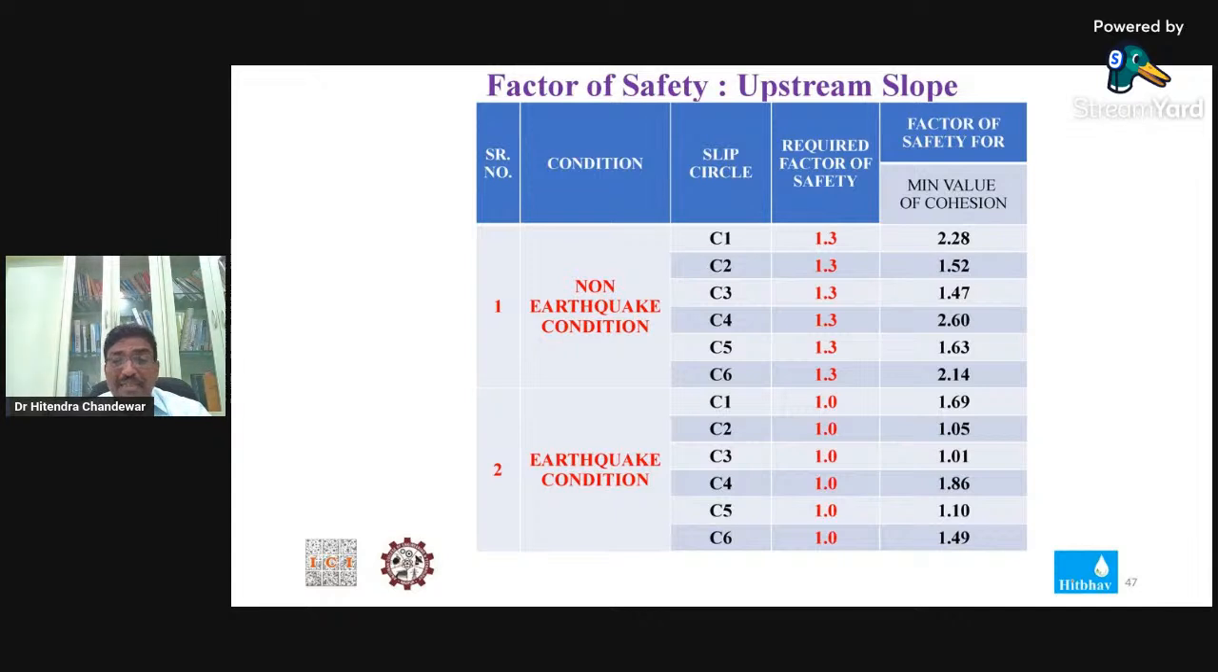Now we find that in the earthquake condition, for slip circle C3 the minimum requirement is 1, whereas my value is coming 1.0. It is just safe. Next, to see C2, the minimum requirement of factor of safety was 1, whereas my calculated factor of safety is 1.01.